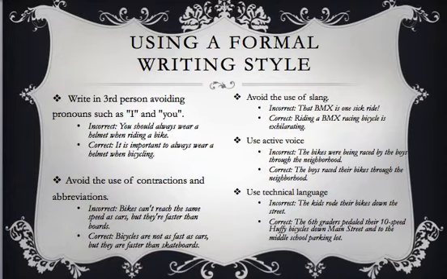And use an active voice. Incorrect ways to do it is the bikes were being raced by the boys through the neighborhood. Correct. The boys raced their bikes through the neighborhood. And you use technical language. Here's not the way to do it. The kids rode their bikes down the street, and that's boring. Correct would be to say the 6th graders, instead of the kids, pedaled their 10-speed Huffy bicycles, okay, instead of bikes, down Main Street and to the middle school parking lot instead of down the street. Much better for using a formal writing style in an explanatory essay.